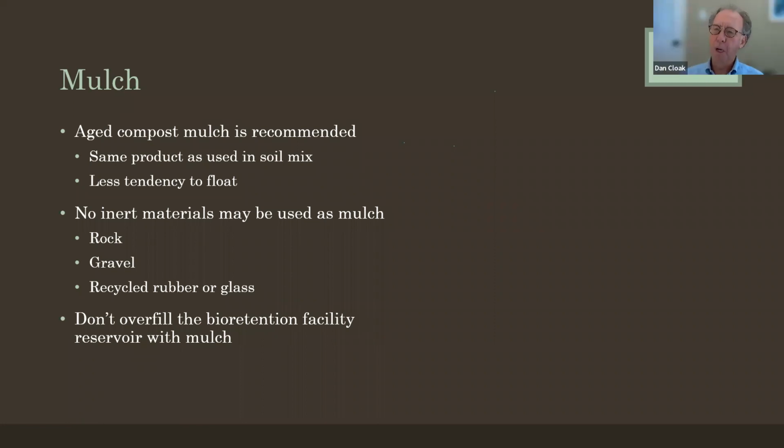So mulch, as with plants, what's required here is, I don't think there's a regulatory requirement related to mulch. No inert materials can be used. This comes up fairly frequently, to use rock, gravel, or even recycled rubber or glass.